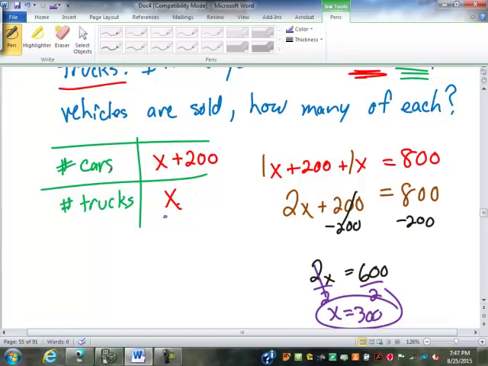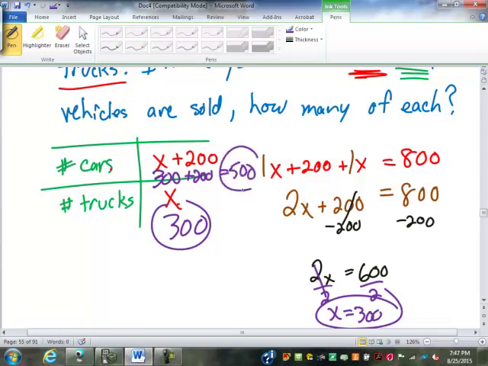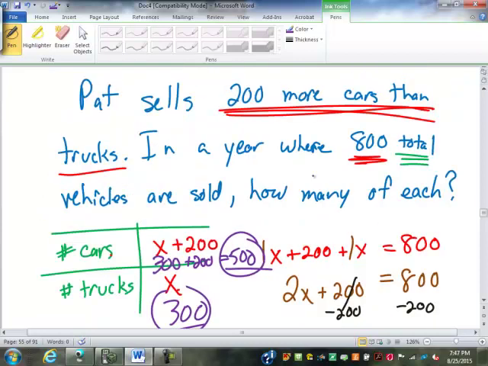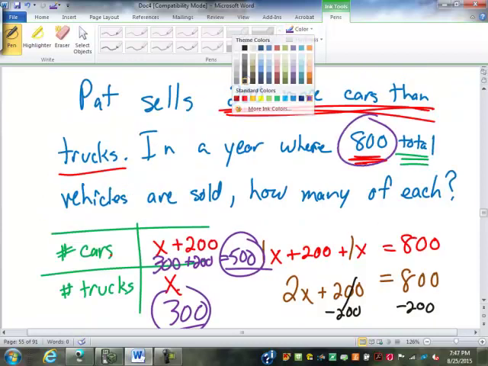So we've got 300 as the number of trucks, and you're right. To find the number of cars, it's 300 plus 200, or 500 cars. And we can always double check. 500 plus 300 does give us 800 total.